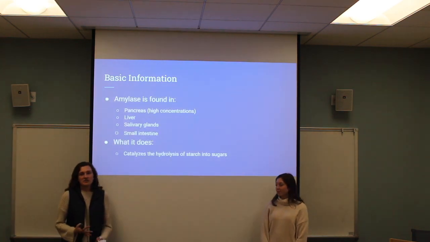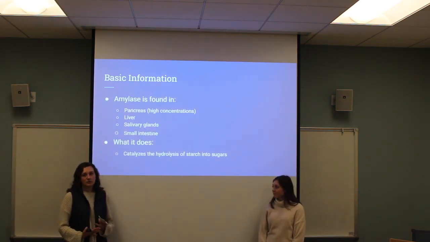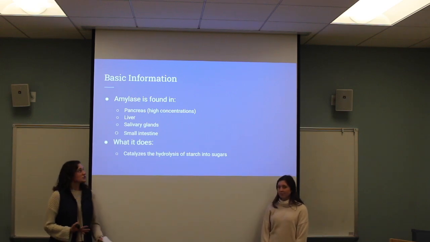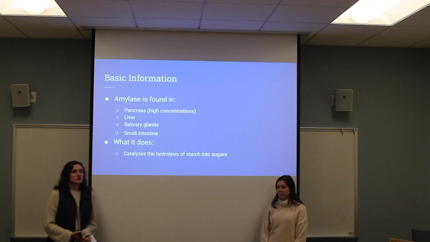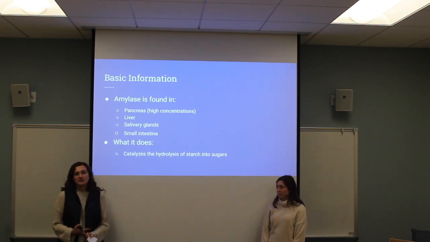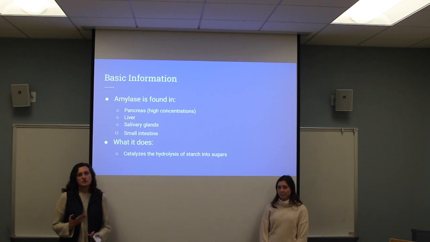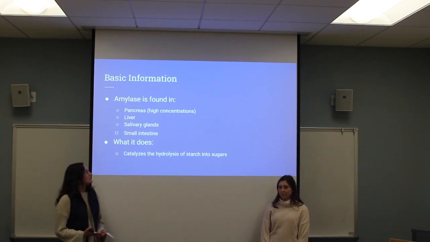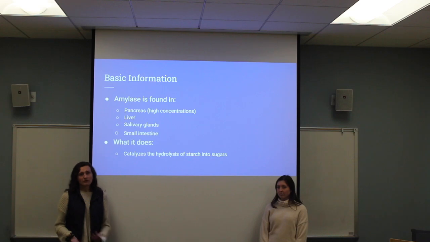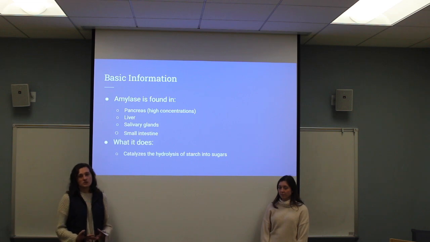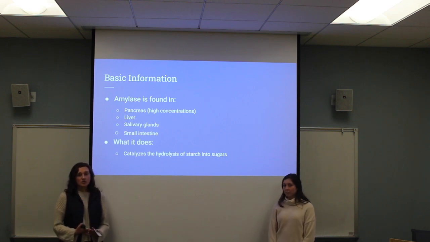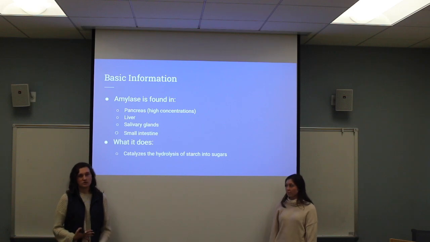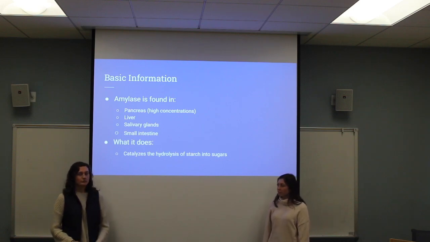Before we dive deep into all of the information about the enzyme, we wanted to give a basic background to lay the foundation for the presentation. To start off, amylase is found in the pancreas as well as the small intestine, salivary glands, and even the liver. However, the highest concentrations are found in the pancreas. When amylase reaches the stomach, it becomes inactive due to how acidic the pH is. Further breakdown of the starch occurs by another form of the enzyme, by the pancreas, which is why the concentration is so high there.